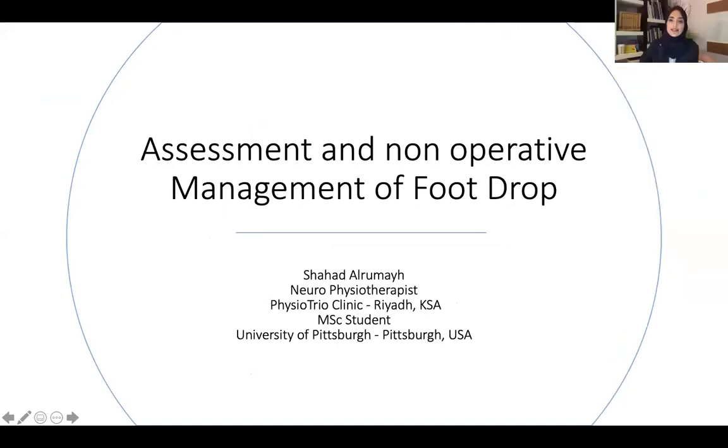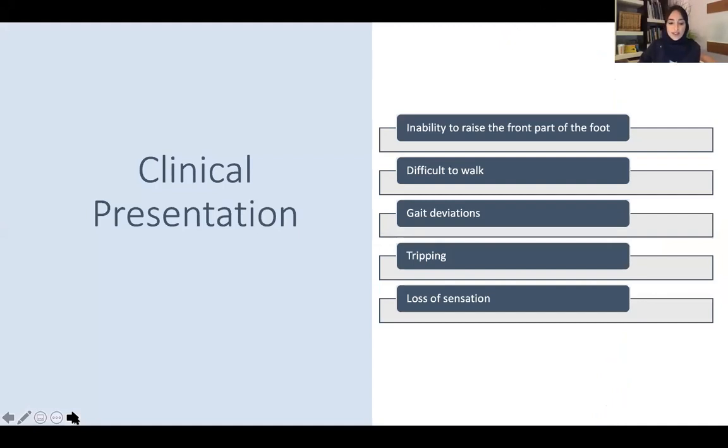So my talk today will be about assessment and non-operative management of foot drop. First of all, the symptoms of each case of foot drop vary depending on the severity and the underlying condition. Typical signs and symptoms are the following. Inability to raise the front part of the foot, due to muscle weakness or paralysis in the lateral and frontal compartments of the legs that are innervated by the superficial and deep peroneal nerves, which results in difficulty walking due to the inability to do a heel strike during stance phase and to lift the foot off the ground during swing phase.